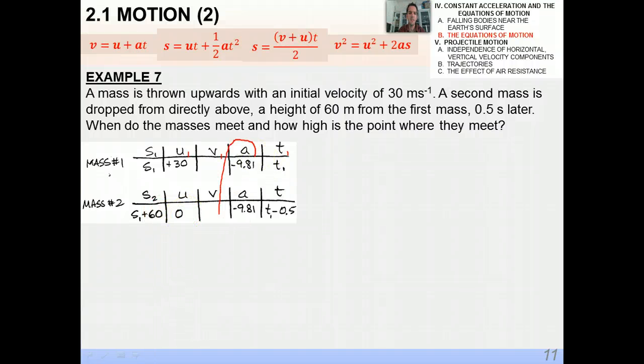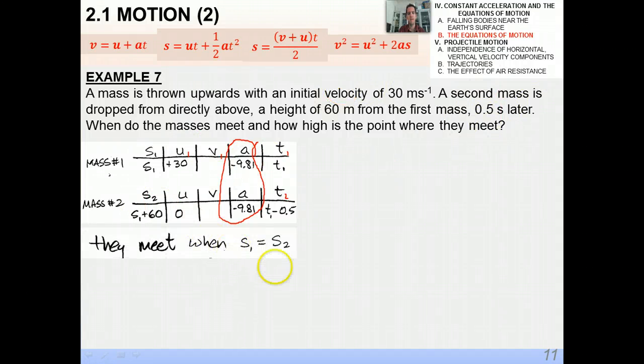In both cases, the acceleration is negative 9.81 meters per second squared, of course, because we're dealing with vertical motion in a straight line where things are moving at acceleration due to gravity. And notice that for T2, I have that T2 is T1 minus 0.5 because of the half a second time difference.